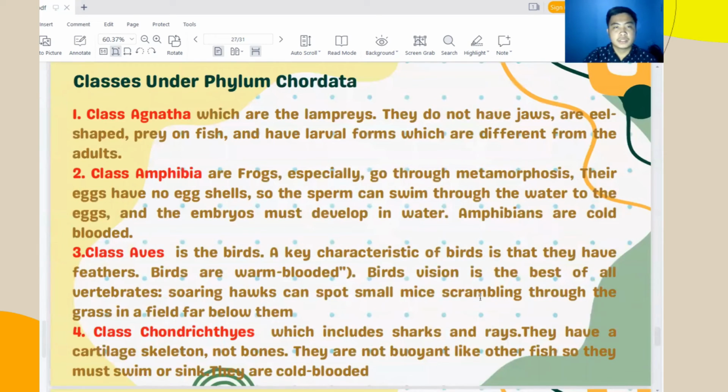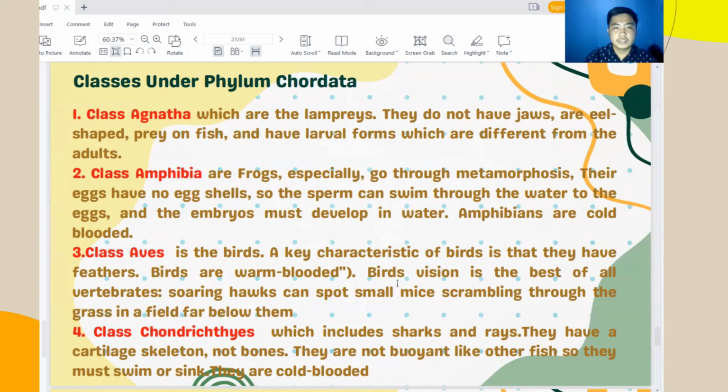Classes under phylum Chordata. Class Agnatha, which are the lampreys. They do not have jaws, are eel-shaped, prey on fish, and have larval forms which are different from the adults. Number 2, class Amphibia, are frogs, especially those that go through metamorphosis. Their eggs have no eggshell, so the sperm can swim through the water to the eggs, and the embryos mostly develop in water. Amphibians are cold-blooded.